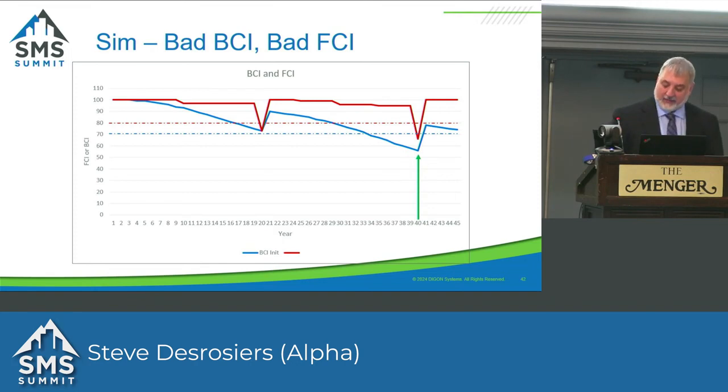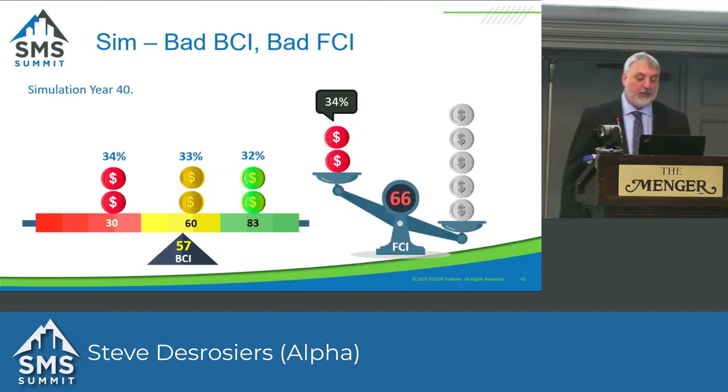So what does that look like in our new plots? This is rather interesting. We have an almost even distribution of sections. I've got almost a third of my building in green, a third in yellow, and a third in red. And having a third of my building in red makes my FCI drop to a 66, and my BCI is a 57, way lower than the 70 threshold.